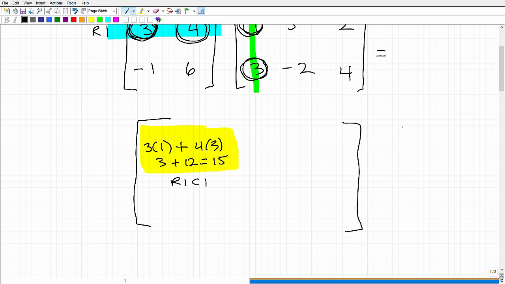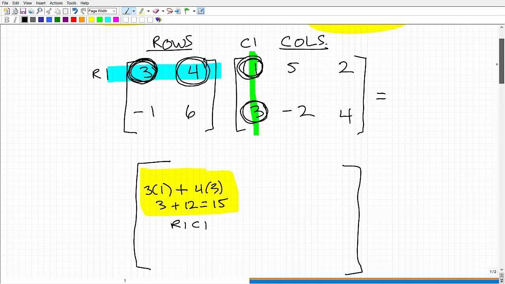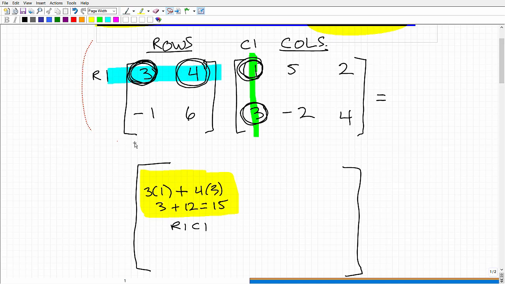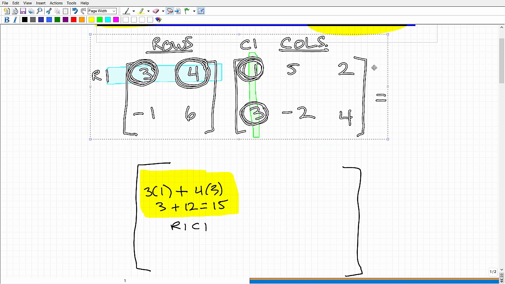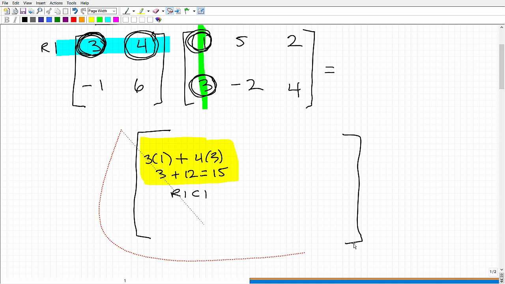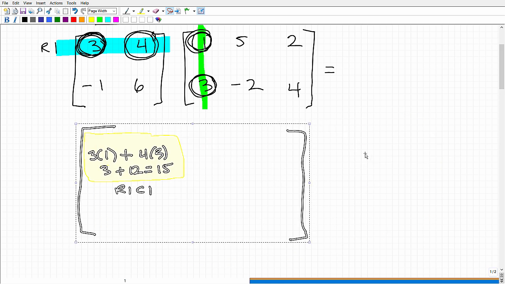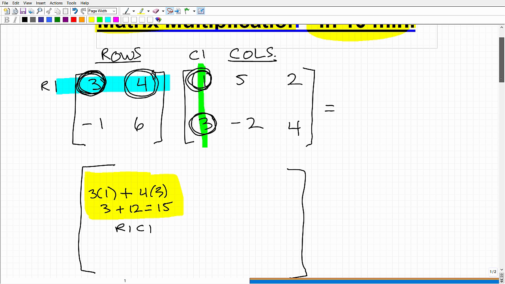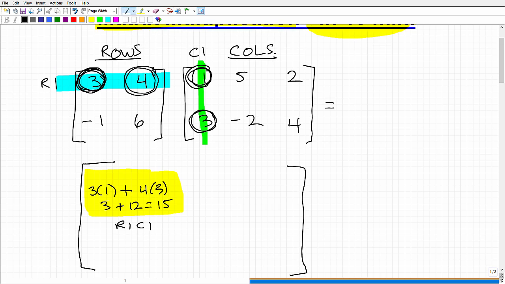So let's actually put our final answer. Let's see if we can scoot everything over. I'm going to do my best to scoot things over a little bit so we can put everything in one spot. And I'm a big believer that if you understand how to do one problem, like totally get it, then you should be able to do all problems, okay? So let's put our final answer here, right? We already determined our final answer is going to be a 2 by 3 matrix, and we just determined that first entry there, which is 15.